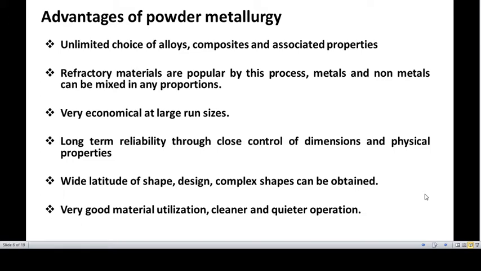This method is very economical when you prepare in large scale, and it has long-term reliability by close control of the dimensions and the physical properties of the materials prepared by this method. You can have a wide latitude of shape and design, and complex shapes can be prepared using the powder metallurgy method. There is very good material utilization, and a cleaner and quieter operation in this process of powder metallurgy.